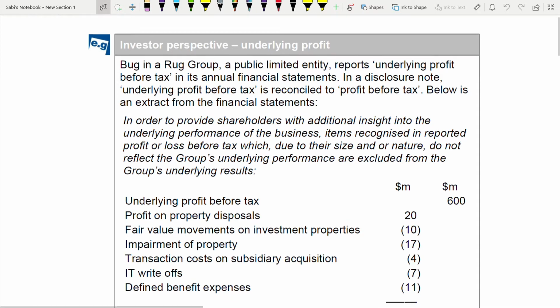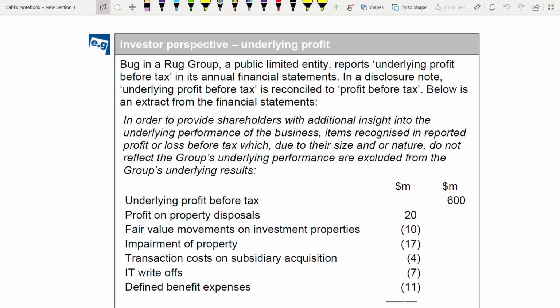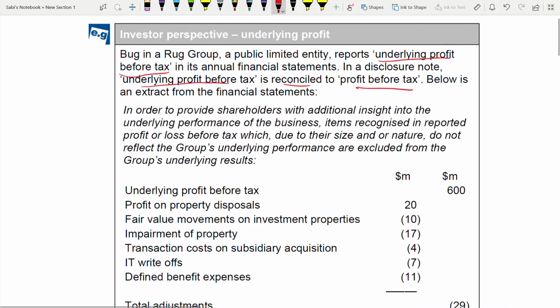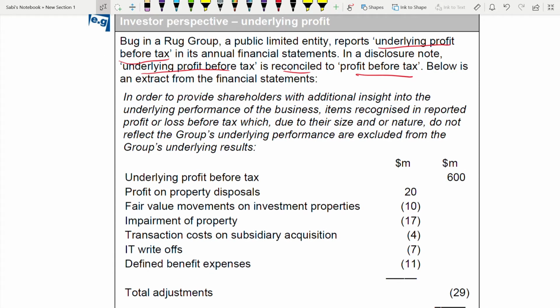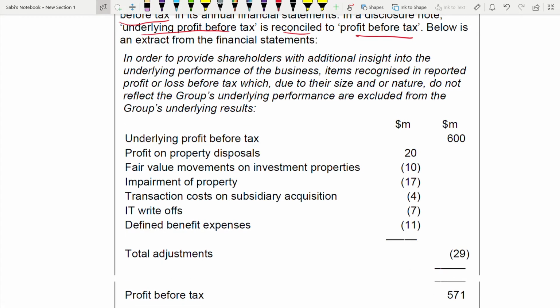Underlying profit. So Bug is a RUG group, a public limited entity, and it reports underlying profit before tax in its annual financial statements. In the disclosure note, they have reconciled this underlying profit before tax to profit before tax, and they have given an extract of the financial statements. In order to provide shareholders with additional insight into the underlying performance of the business, items recognized in reported profit or loss before tax, which due to their size and nature do not reflect the group's underlying profit, are excluded from the group's underlying results. So they have excluded some items from the underlying profit.